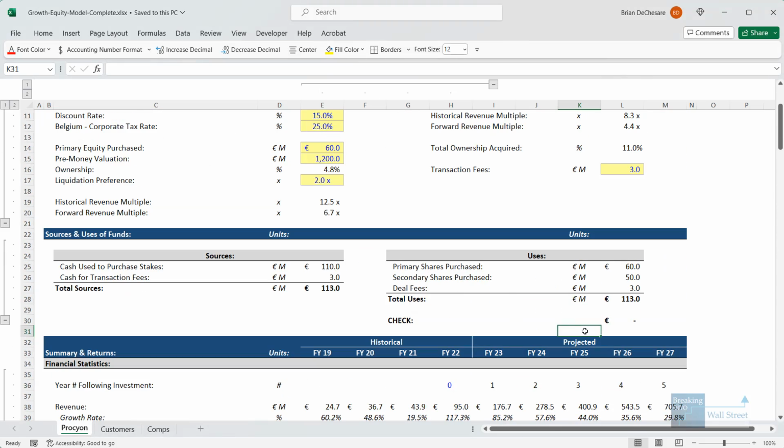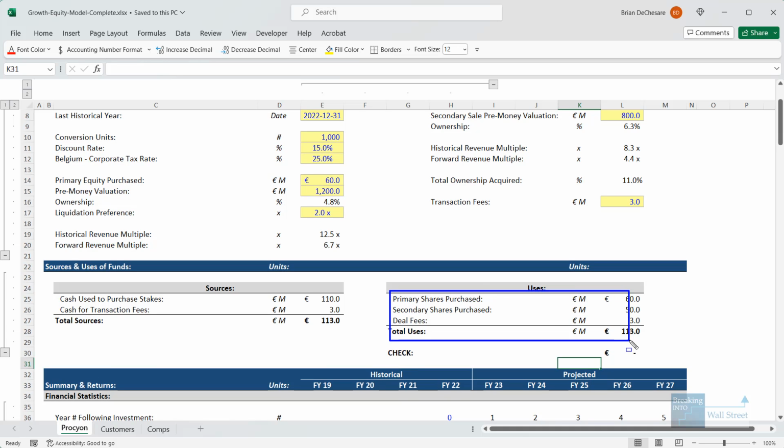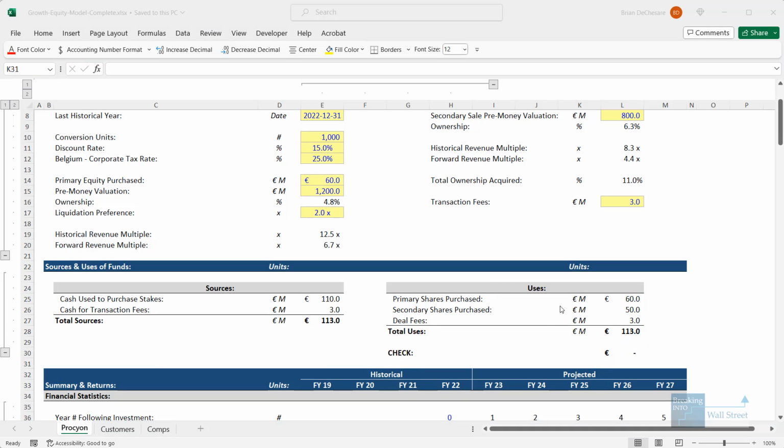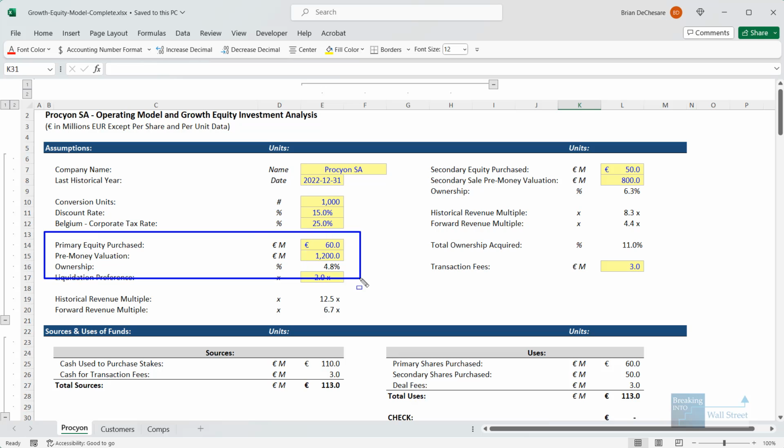The idea here is that we have a primary share purchase and a secondary purchase. Now, the difference here is that the primary share purchase actually creates new shares in the company. The secondary purchase is just purchasing existing shares from an existing shareholder, such as one of the management team members or a co-founder or employees or something like that.